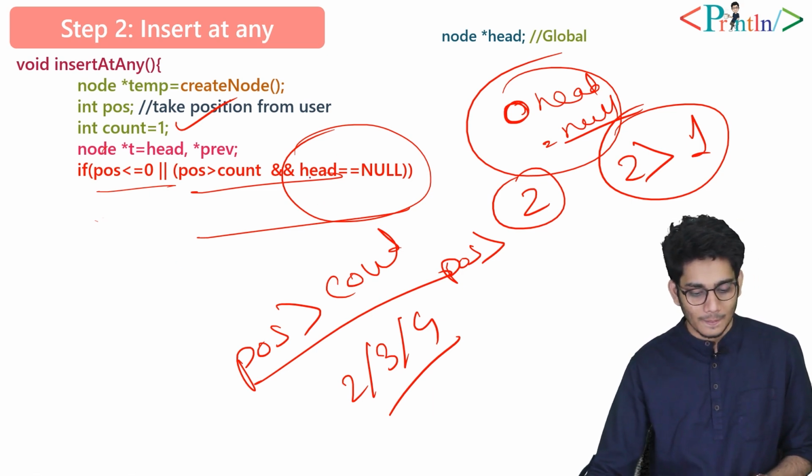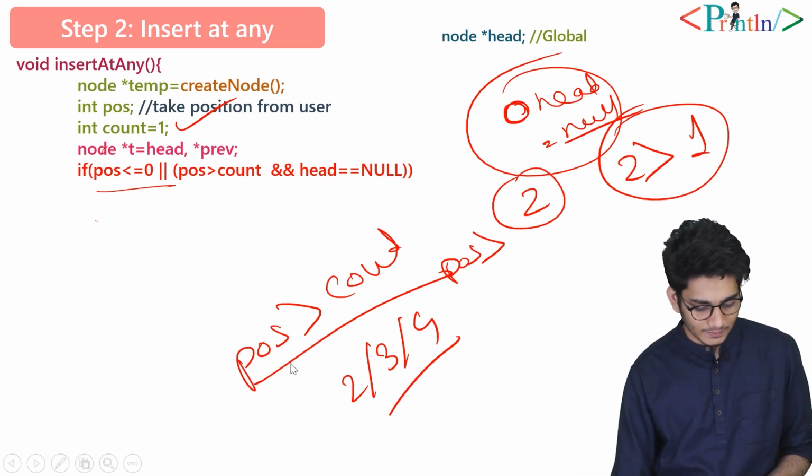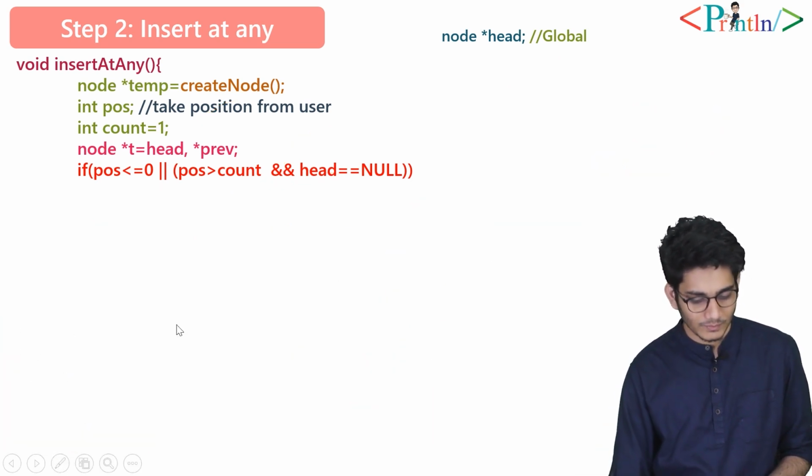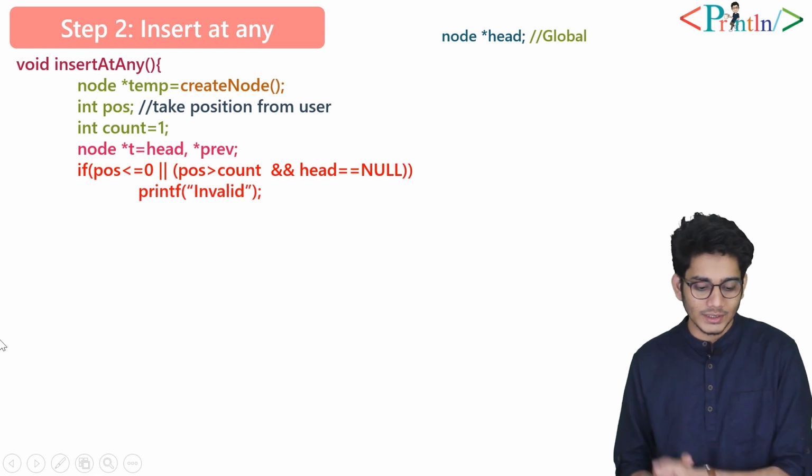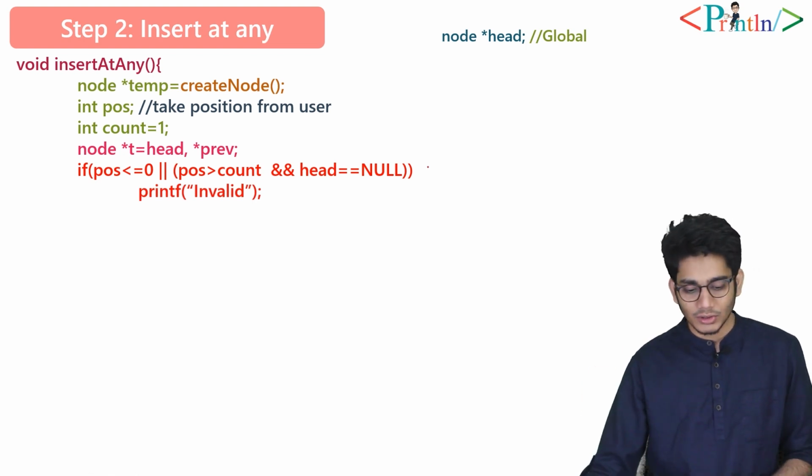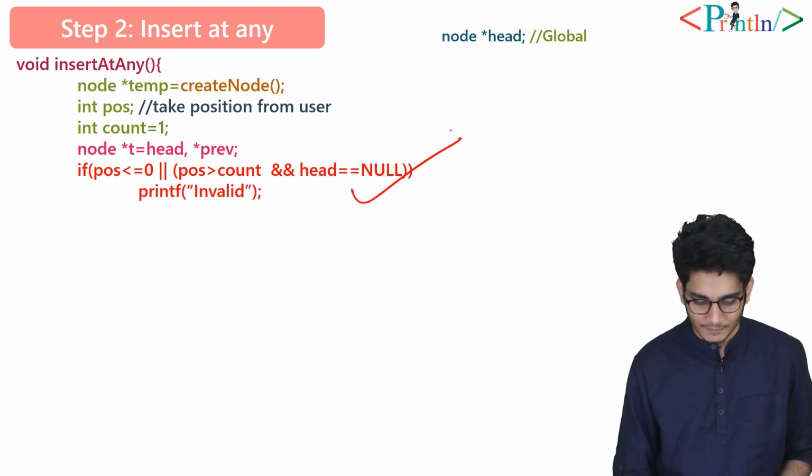Let me remove all these things. Now we'll just print "invalid". So these are the invalid checking.